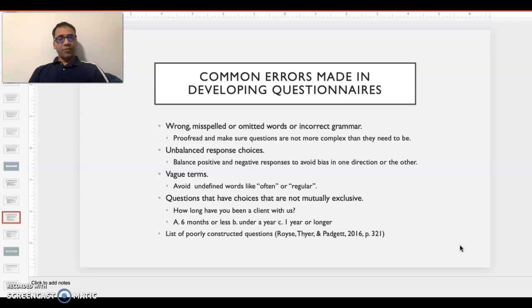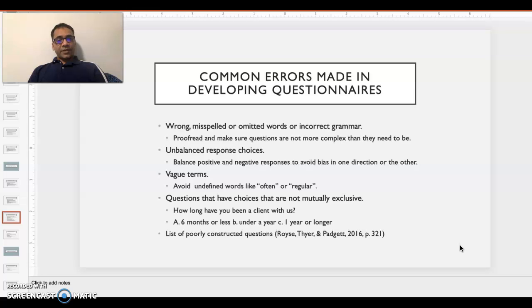Example: how long have you been a client with us? 6 months or less, under a year, or 1 year or longer. So these answers are not exclusive or unique. There is some overlap. So we need to be mindful of the options which we give to answer the question. They should be distinct and unique, and they should not overlap.